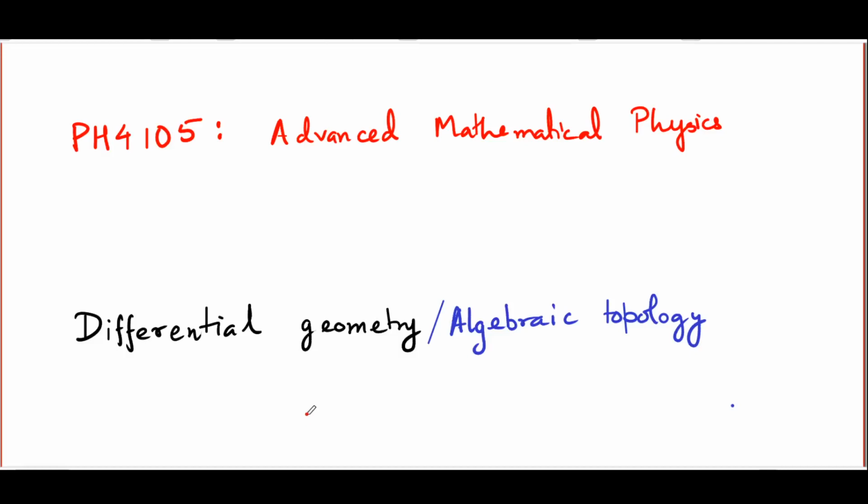Hello, this is PH 4105, Advanced Mathematical Physics, a 4th level course for students in the 4th year or 5th year in the Indian Institute of Science, Education and Research, Kolkata. I am Anandu Dashgupta and I have taught this course several times in the past.